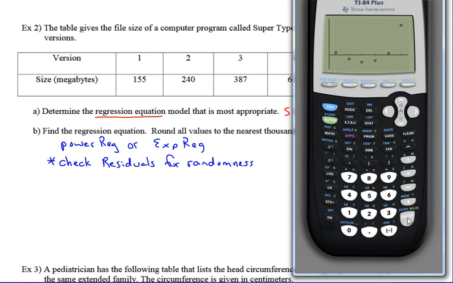Now, this is the residual plot for the power regression. This one looks more like a curve, and that's not what I want. I want random points around the x-axis. I want them to be scattered, and this has more of a pattern to it, looks kind of like a parabola, which means a power regression is not the right model to use. So based on the residuals, I'm going to go back to that exponential regression. Stat, calc, exponential regression. Data's in L1 and L2.